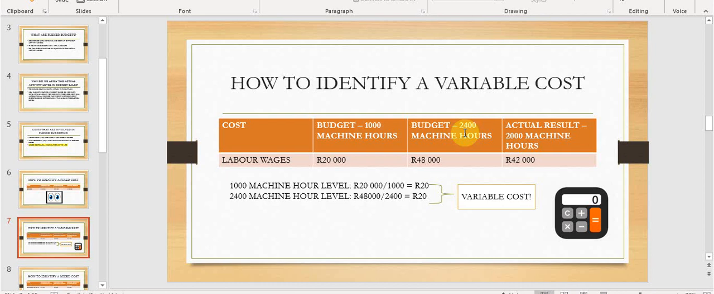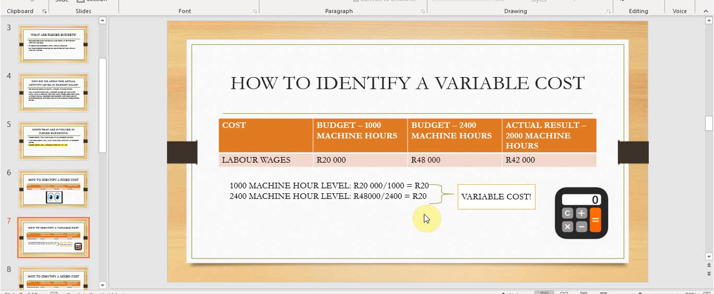So you now need to go one step further and do a calculation. We will do a calculation for each budgeted level, and in each instance you will take the rand value and divide it by the activity level. For the 1,000 machine hour level, we will say 20,000 rand divided by 1,000 machine hours, and that gives us an answer of 20 rand. For the 2,400 machine hour level, we will say 48,000 divided by 2,400 machine hours, which is also 20 rand. Now you will see that we get to the exact same answer after we've divided. It's 20 rand and 20 rand in every instance.